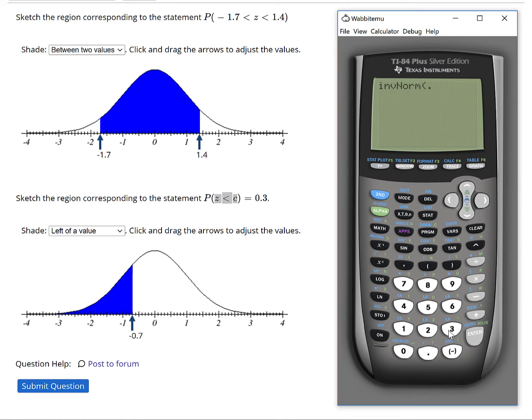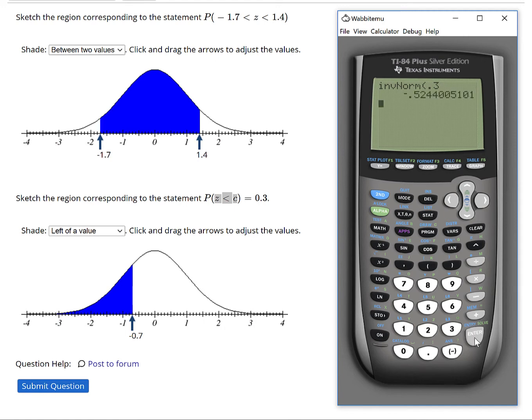The thing that you do need to make certain of is the input that you give is, however, area to the left of the value that you're interested in. So if you happen to have a problem where you need area to the right, you're going to have to make an adjustment to use the calculator. So if this was the probability that z was greater than c equals 0.3, you would have to actually do inverse norm of 0.7.